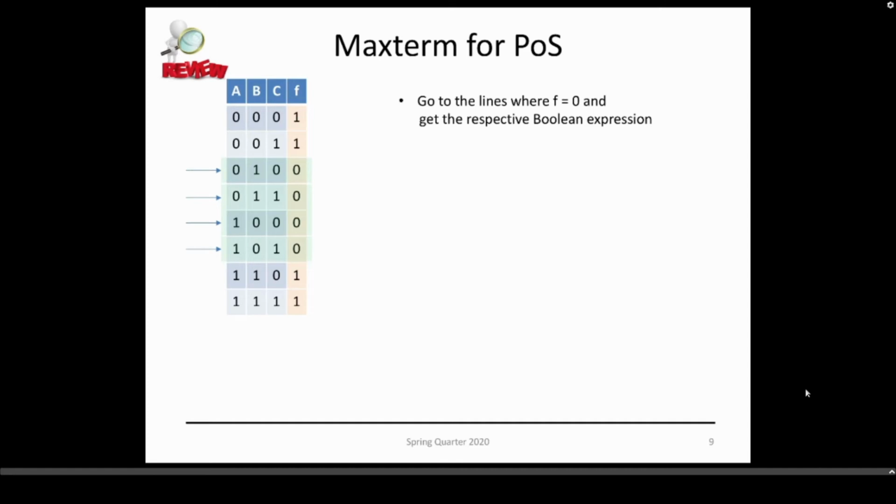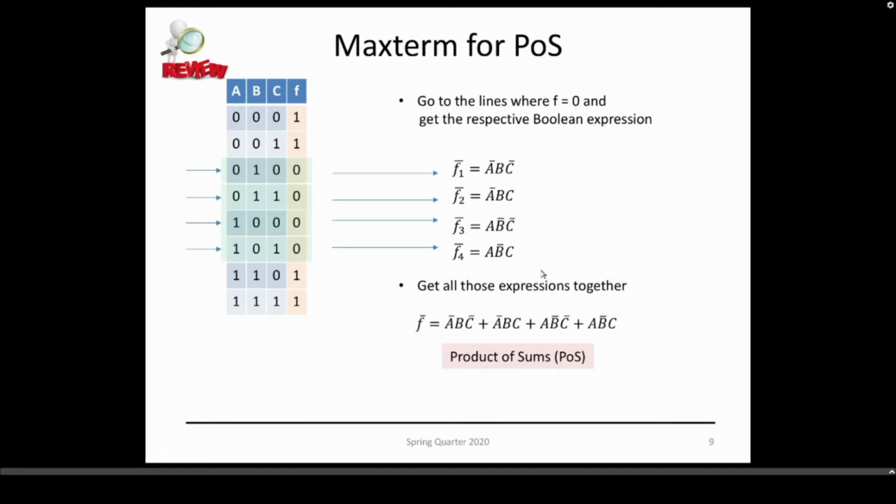So just again, a quick review. If we go to the rows for the POS, for example, where we get the zeros, these are the maxterms that you get out of that table. And we can put the expression in this way. So remember, we are taking these values, but we need to negate because the output is 0.